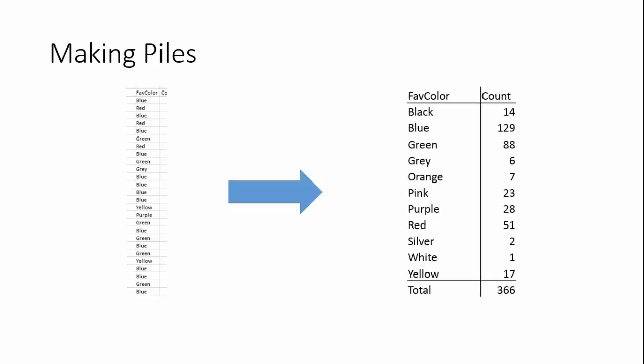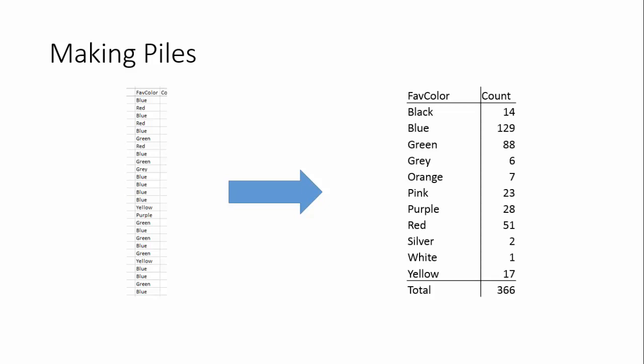So indeed, what I'm going to do is make piles. That is, I'm going to record how often blue was mentioned by a student. So I'll make a little table like this one where I have counted up, for each of the different color answers, how many students gave that color as their favorite.